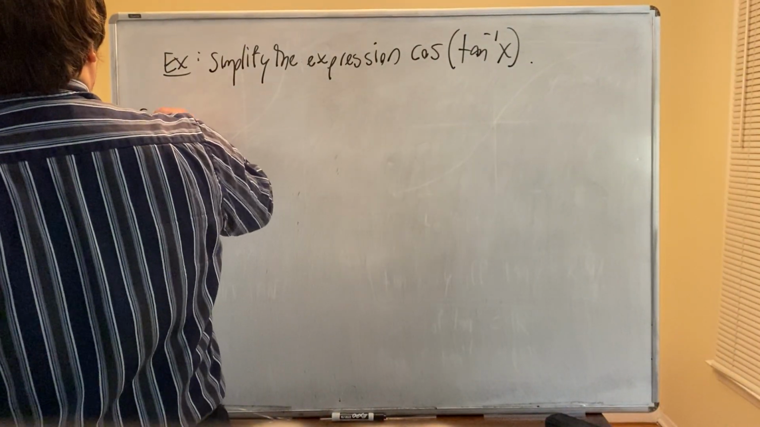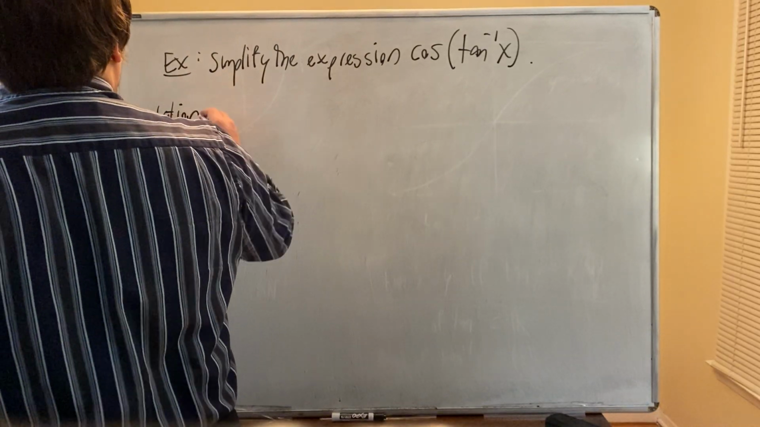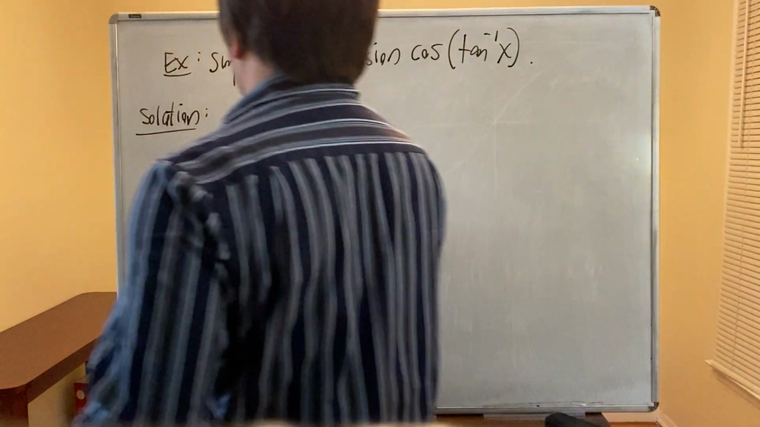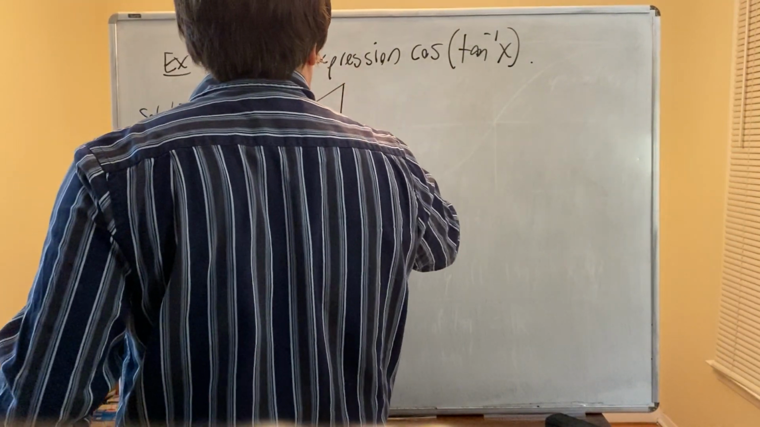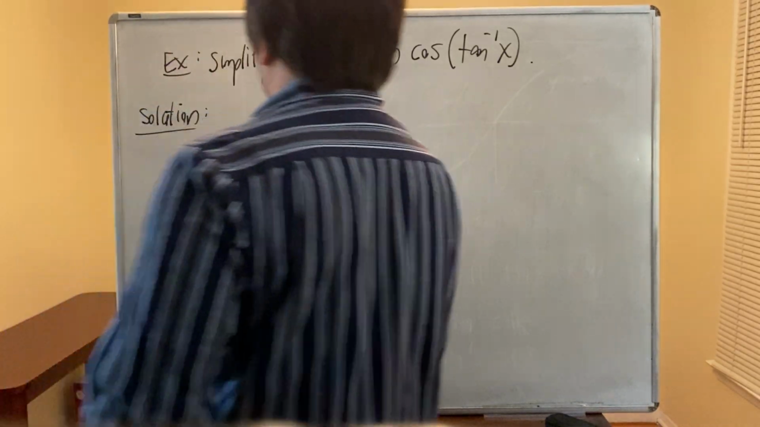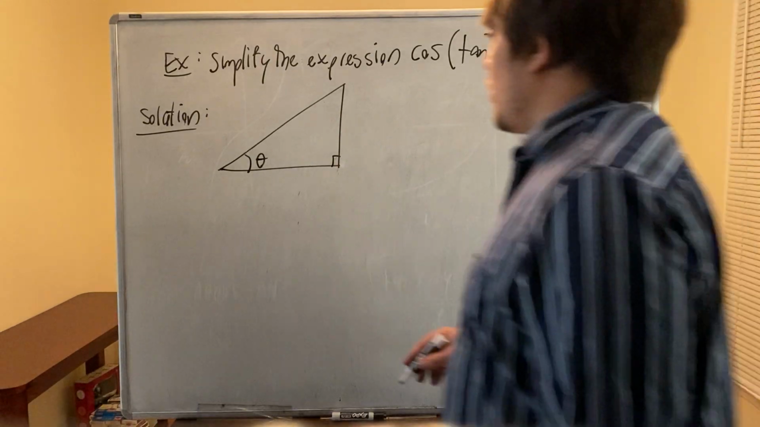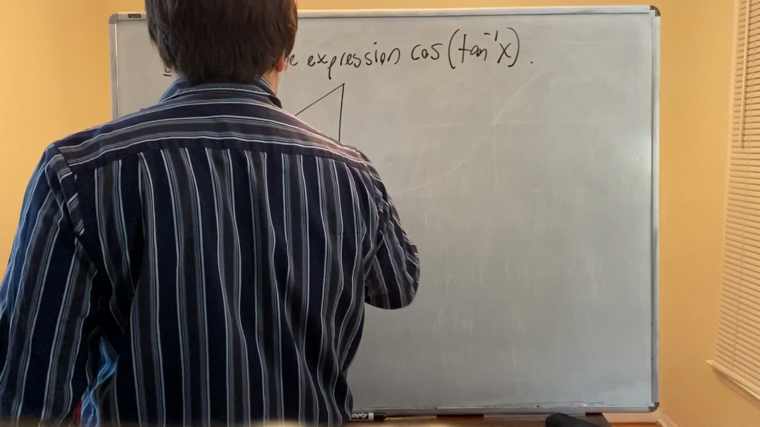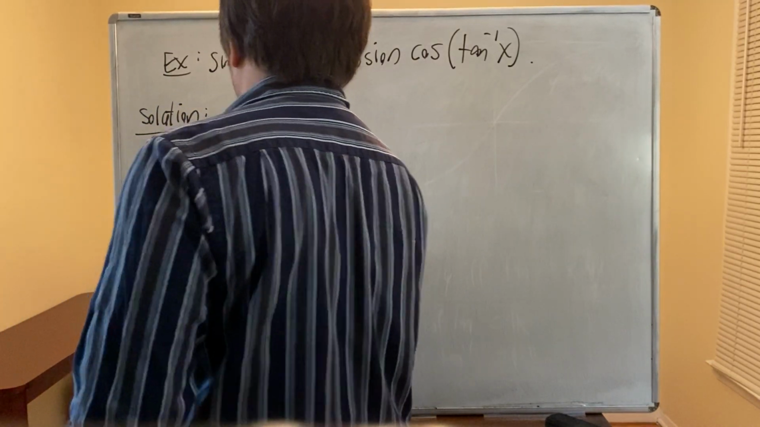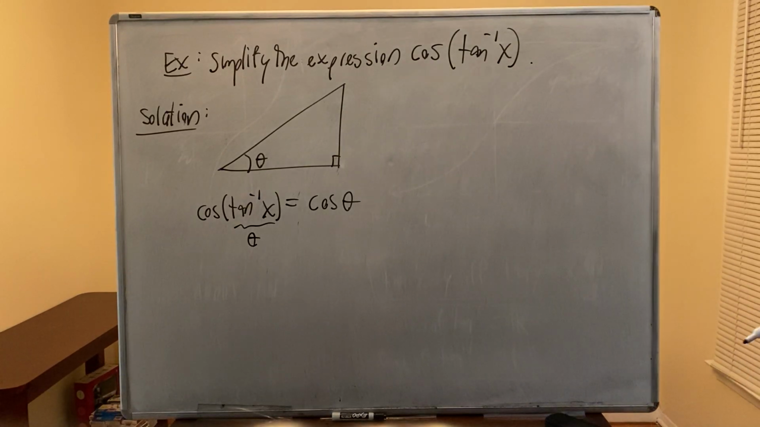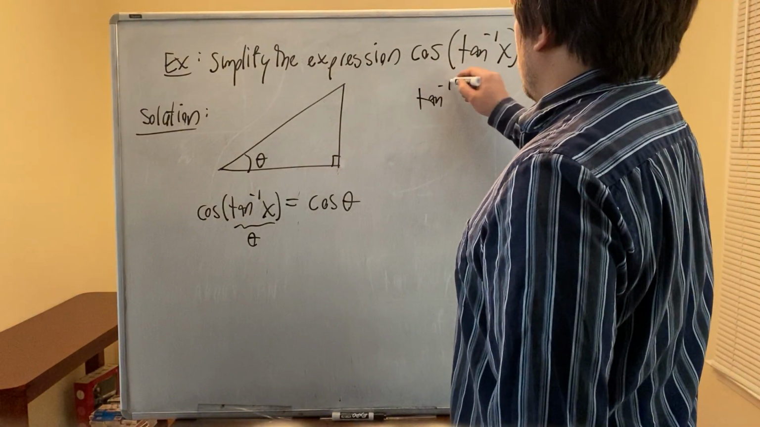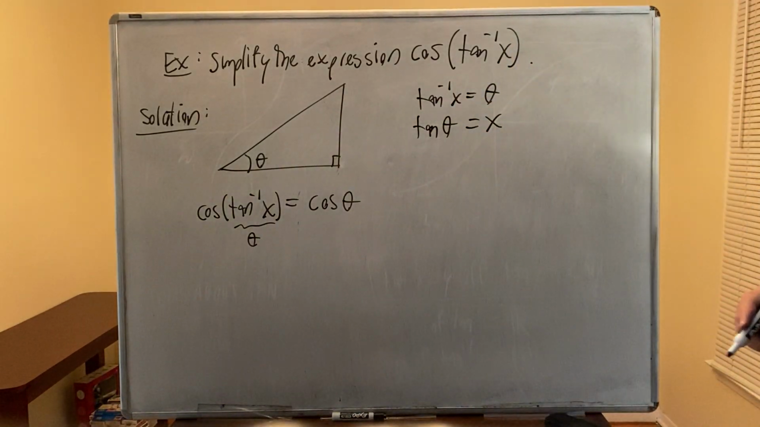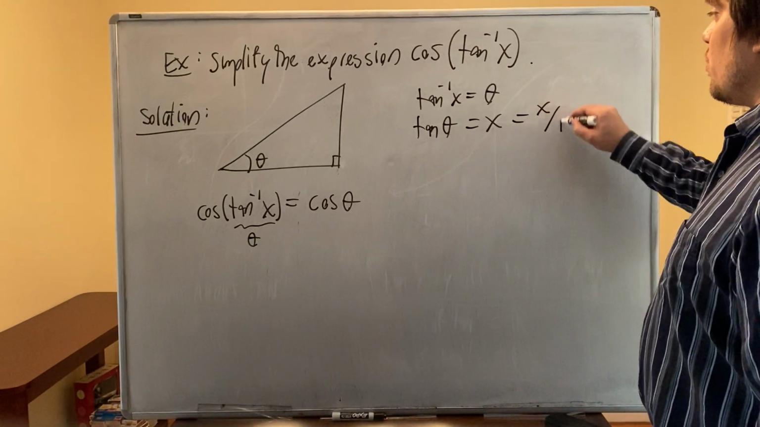So solution. Okay, so oftentimes when you see something like a trig function of an inverse, you want to draw a triangle. So we're going to do that again. So let's draw a right triangle, specifically a right triangle, and let theta be this angle here. Okay, cosine of tan inverse of x is equal to cosine of theta, where let theta be tan inverse of x. Okay, so tan inverse x is equal to theta. That means tan of theta equals x. And x is x over 1.